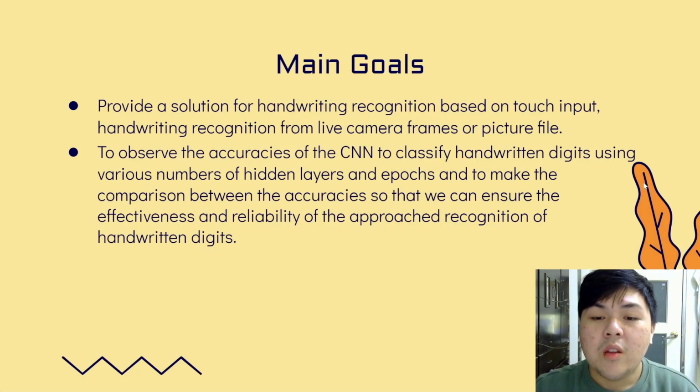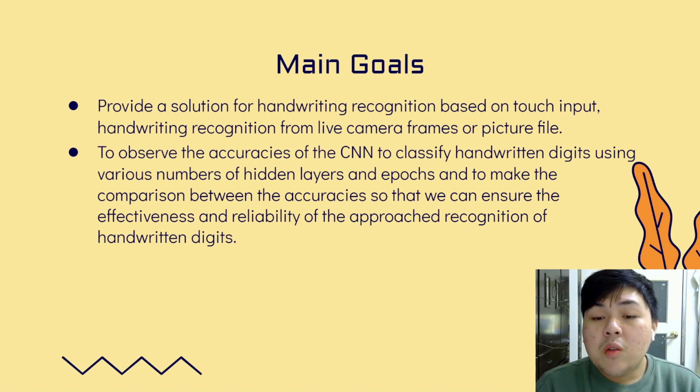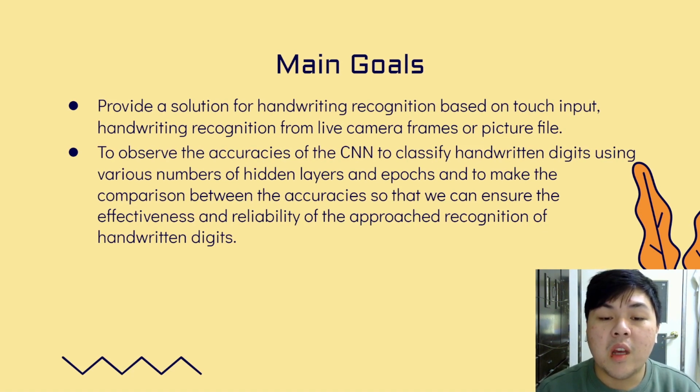The main goal of my project is to provide a solution for handwriting recognition based on touch input handwriting, and also handwriting recognition from live camera frames or picture files. The second goal is to observe the accuracies of the CNN in classifying handwritten digits using various numbers of hidden layers and epochs, and to compare the accuracies so that we can ensure the effectiveness and reliability of the approach to recognition of handwritten digits.